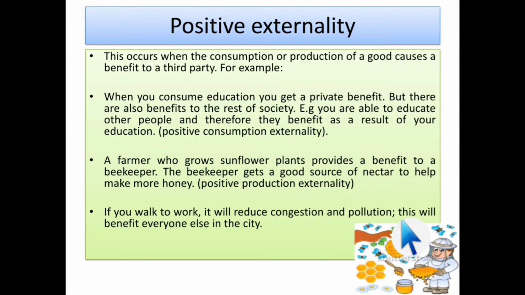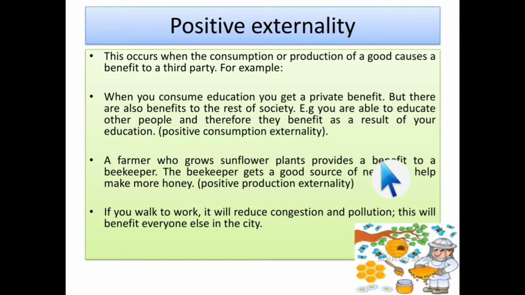How is it? Basically, positive externality occurs when the consumption or production of a good causes a benefit to a third party, which is not involved in that particular action directly. We can take an example. See, a farmer who grows sunflower plants, a farmer having a sunflower field, provides a benefit to a beekeeper. Let's just read it: the beekeeper gets a good source of nectar to help make more honey. This is called positive production externality.